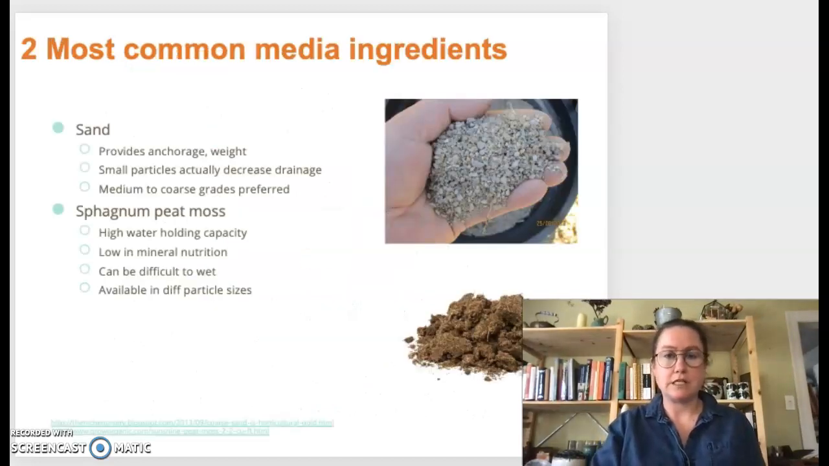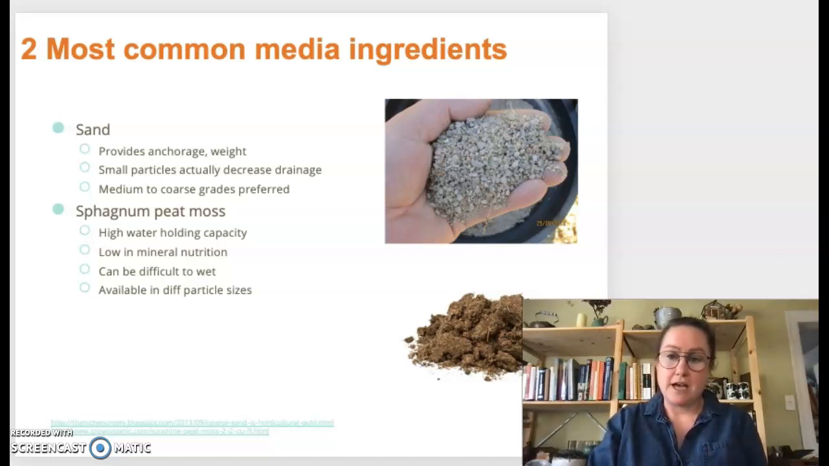So let's focus in on some of the most common media ingredients. Sand as an ingredient is great if that's what you need. It's super cheap, provides great anchorage. There are, of course, different grades of sand. So if you're looking for a lot of drainage, you want coarse sand rather than fine sand.